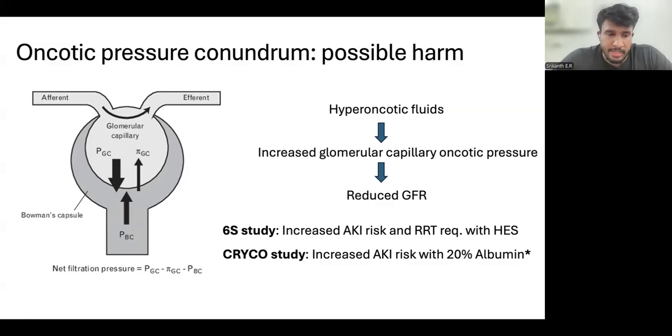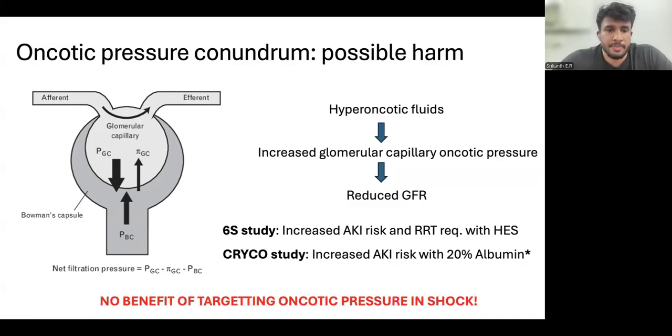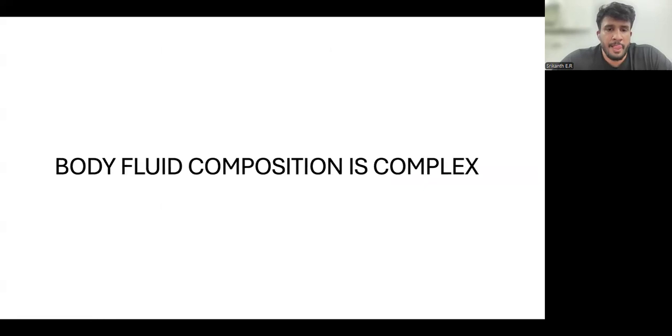We have already seen studies showing a significant increase in AKI with fluids like hydroxyethyl starch. There is also some observational data on untoward use of 20% albumin, like the CRICO study, which has shown that use of 20% albumin can increase the risk of acute kidney injury. So targeting oncotic pressures in patients with septic shock may not be very useful.